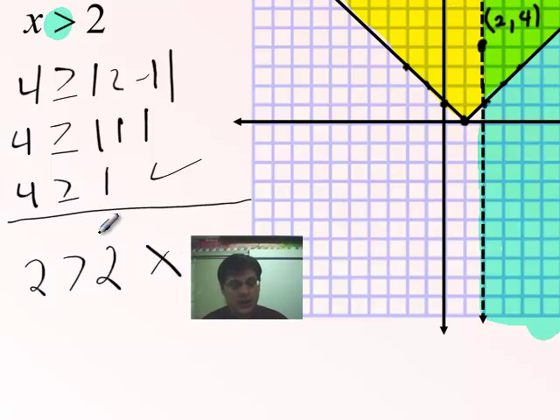Now, had this been a greater than or equal to, then we would have drawn a solid line, and then we would have said, oh, okay, yeah, that's a solution. So that's why we use a dashed line versus a solid line for those points that are on the line itself. Anyway, that concludes graphing systems of inequalities, and I'll see you in the next video.